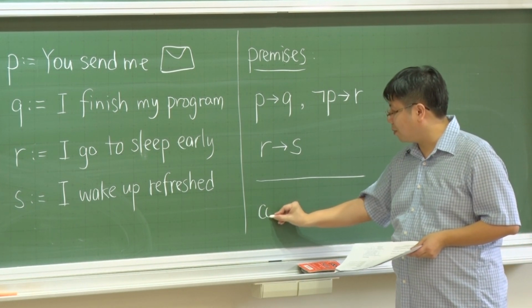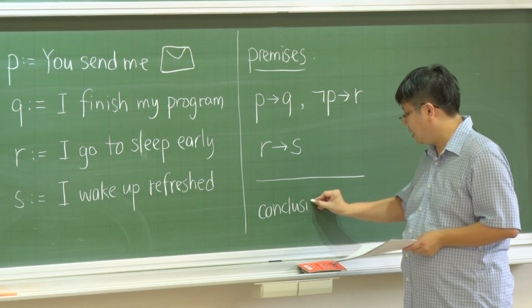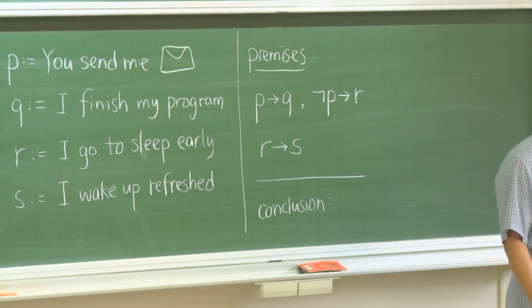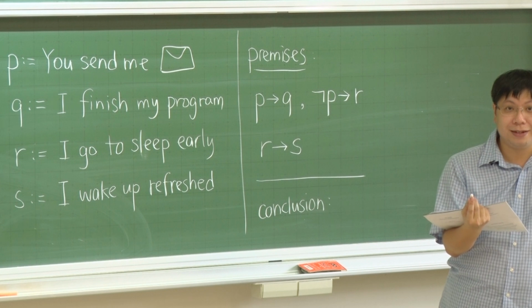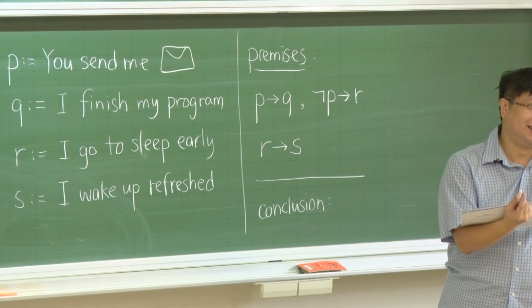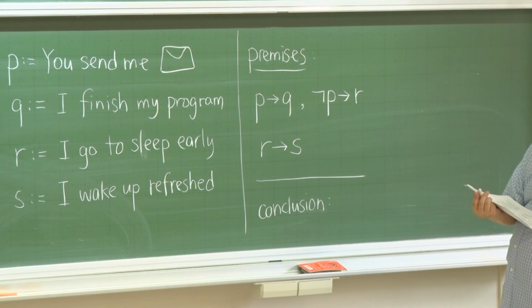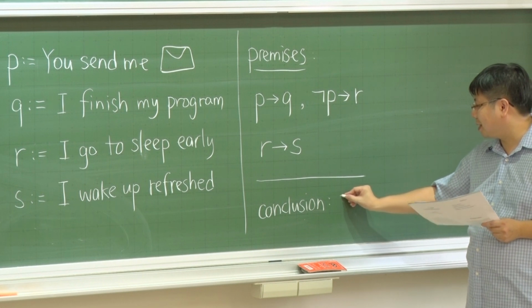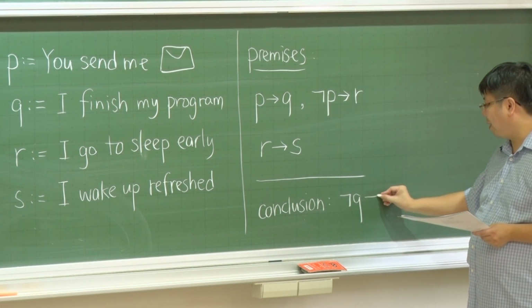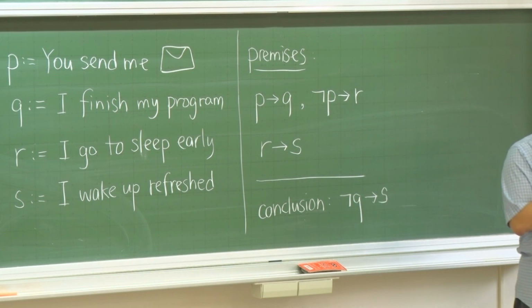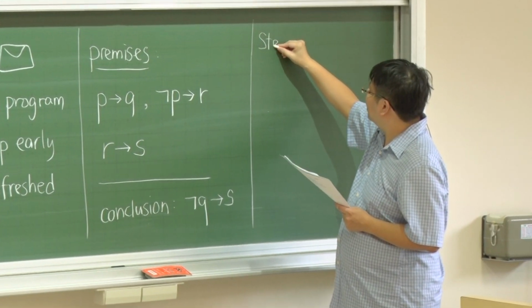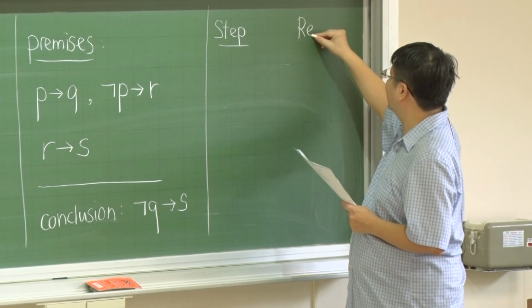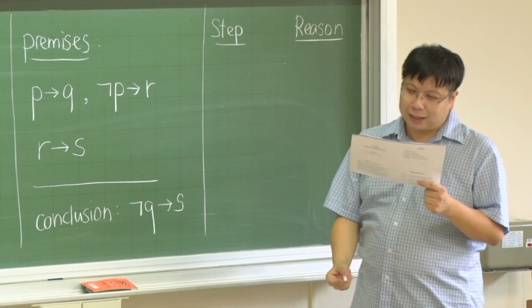Now what is the conclusion that we can make? Let's guess. The conclusion turns out strange. The conclusion is, if I do not finish my program, I will wake up refreshed. So the conclusion here is, if I do not finish my program, so this is not Q, then I will have S. Is that okay? Let's see if we can do so. So we will have some steps, and some reasons.